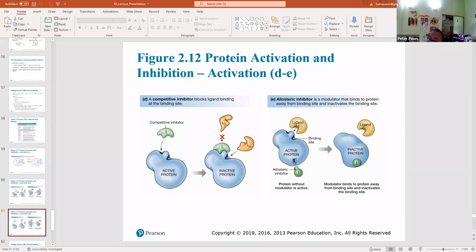A non-competitive inhibitor, or allosteric inhibitor, binds at a different site than the ligand does, but once it binds, it changes the conformational shape of the protein, so it can no longer bind to the ligand. So you can't compete this away. Competitive inhibition can be overwhelmed. With competitive inhibitors, all I do is add a lot more ligand, and I can outcompete the competitor. But in this case, it doesn't matter how much ligand I have. If this is here, I can't do anything at all.